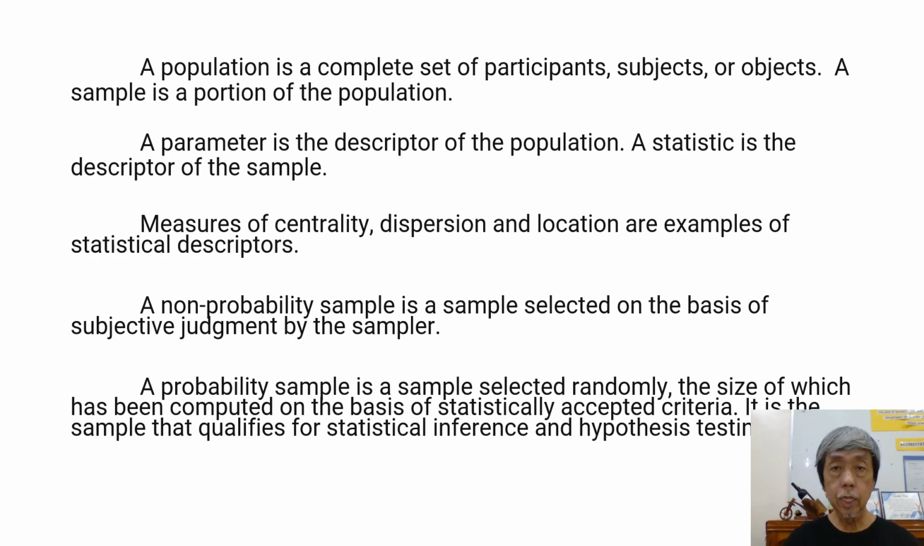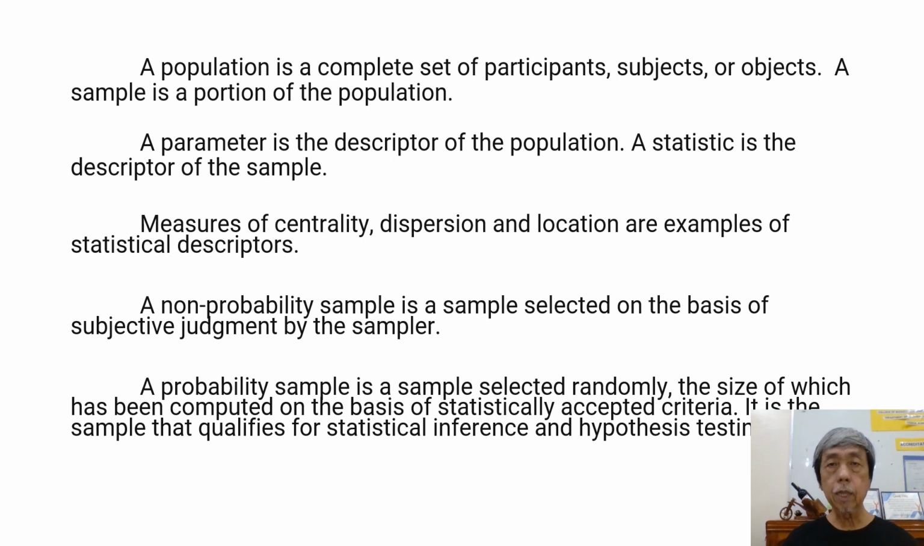A population is a complete set of participants, subjects, or objects. A sample is a portion of the population. A parameter is the descriptor of the population. A statistic is the descriptor of the sample. Measures of centrality, dispersion, and location are examples of statistical descriptors.